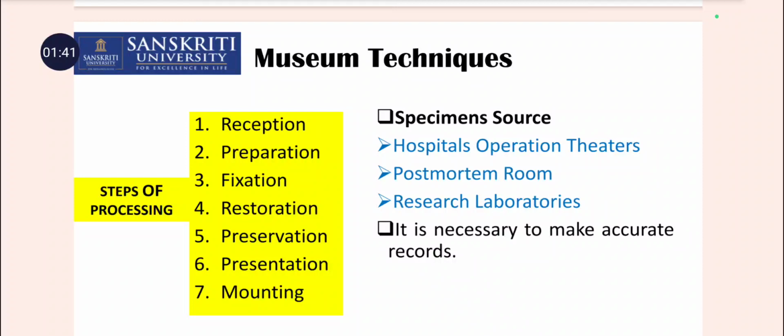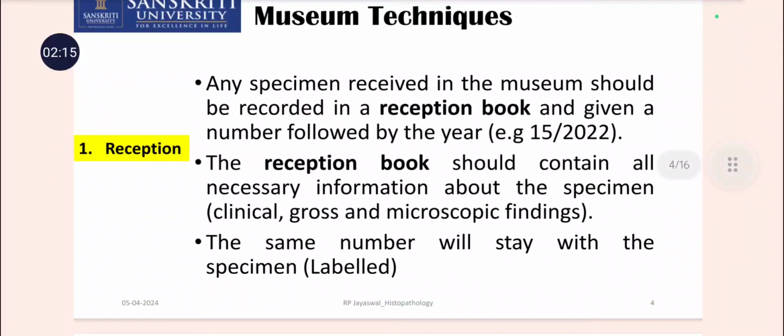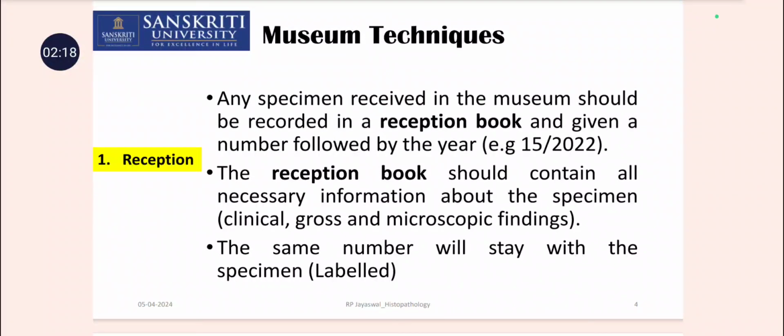For museum techniques, it is very important to make accurate records of whatever we are going to preserve, because if you do not make the records, we will not be able to trace the history of the specimen, like on what date the specimen was received, what the type of the sample was, the name of the patient, and from where it was collected. So many things make it necessary to keep accurate records. Now reception is the first step for museum techniques.